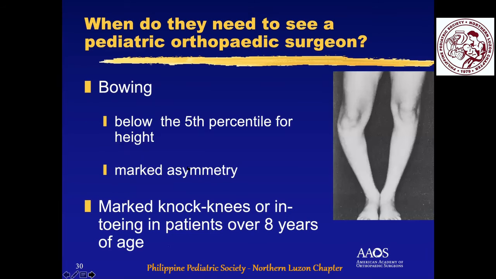So at this point, again, take a look. If the patient is below the 5th percentile for height for the age group, and there's a marked asymmetry between left and right, there may be a pathological process going on. And again, if the patient remains knock-kneed or in-toed over 8 years of age. So varus presenting beyond 3 years, knock-knees presenting beyond 8 years.